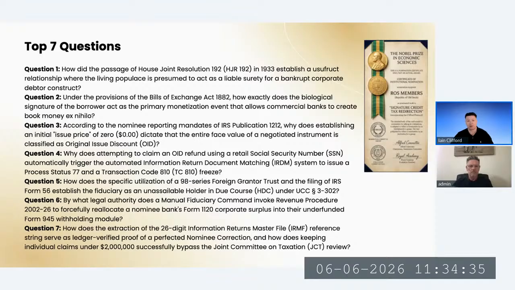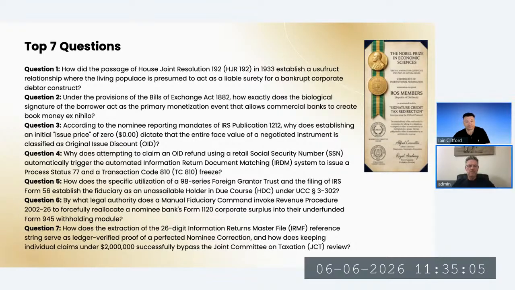Remember, the IRS is the bankruptcy trustee for the creditor. So you've got the grantor trust as a creditor, telling the IRS these taxes that you've already collected belong to this grantor trust. As the holder in due course, it can command the IRS to make that cross-modular transfer under the Revenue Procedure 2002-26.